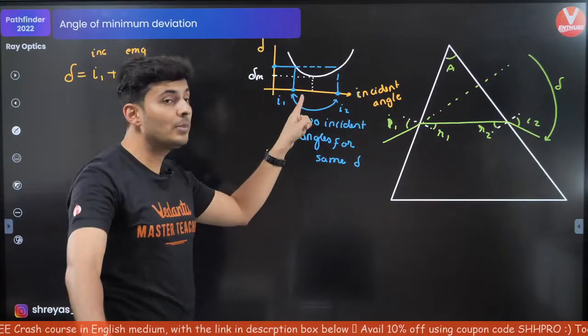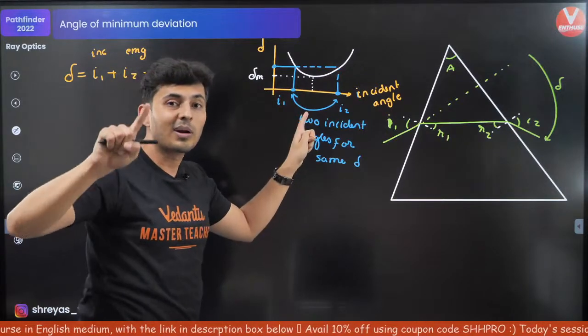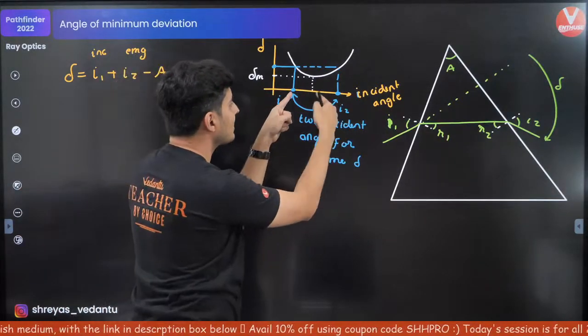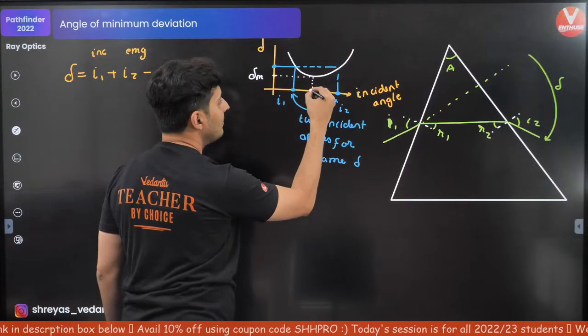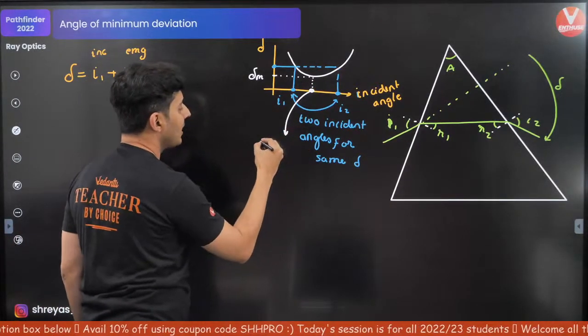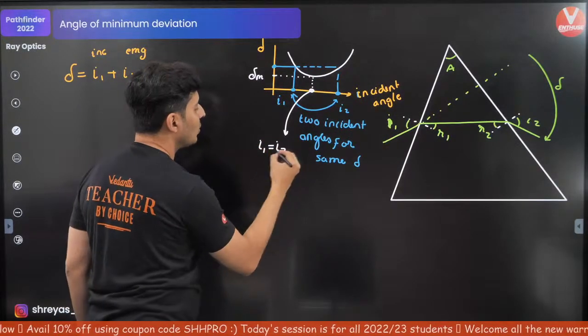But at delta minimum, you only get it for one angle. That means when you are over here, when you are at delta minimum, can I not say I1 is equal to I2?